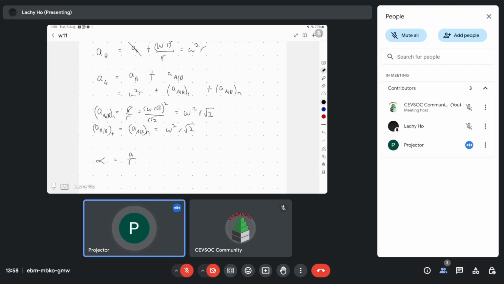And so now that we want the angular acceleration, it is just going to equal a net on AR.